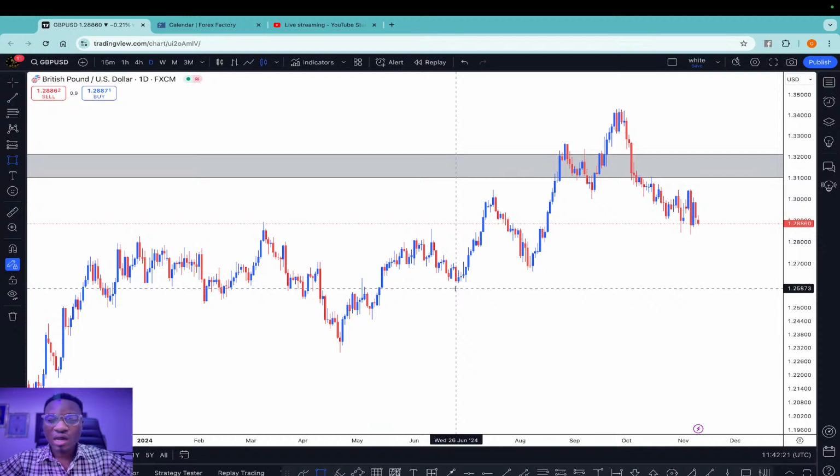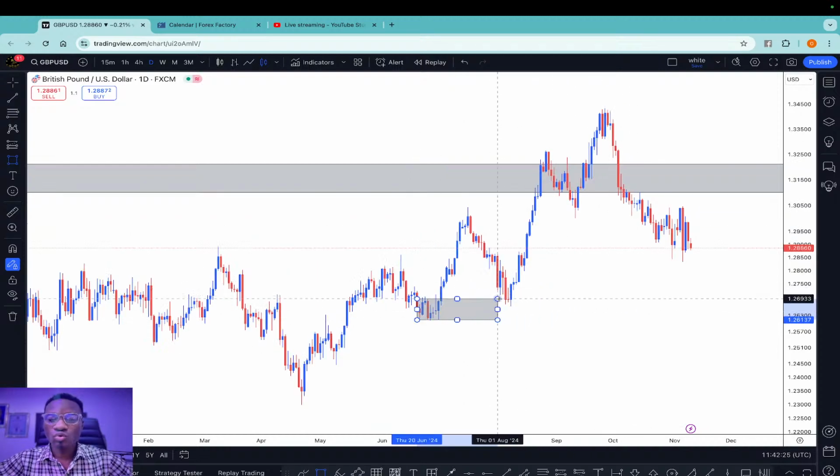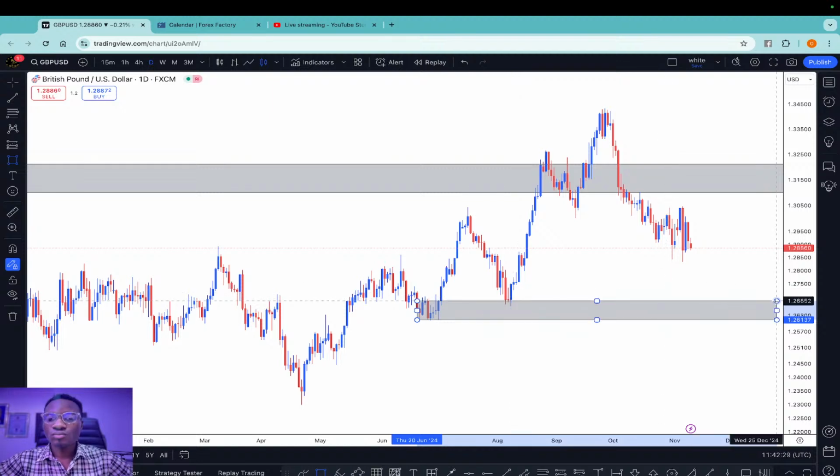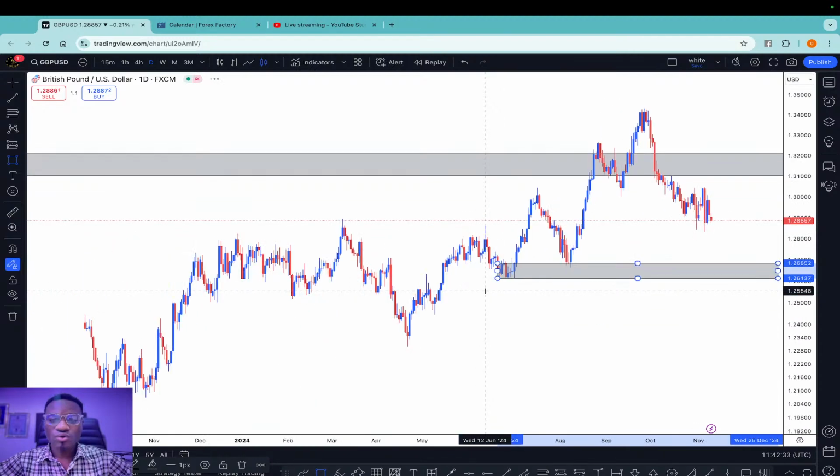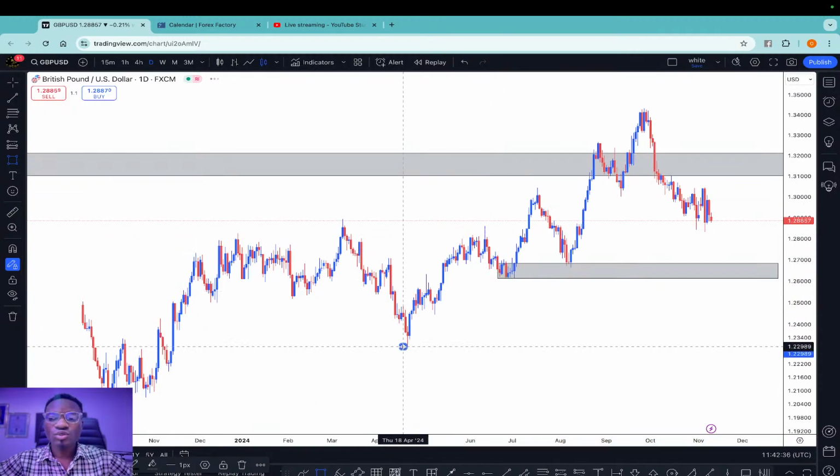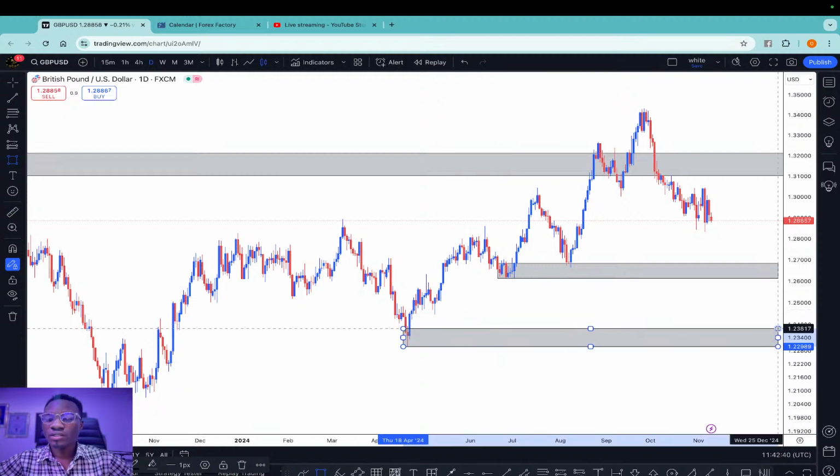So we mark from the low swings all the way to the lows of the 9th of August. We mark that level, and then we mark these lows as support. We mark this level right here.